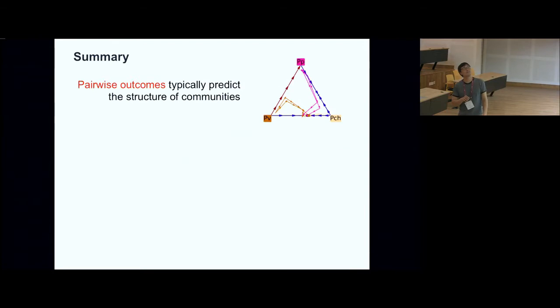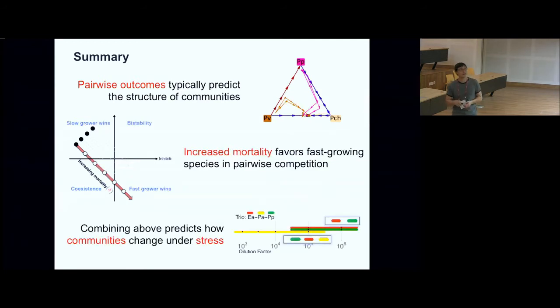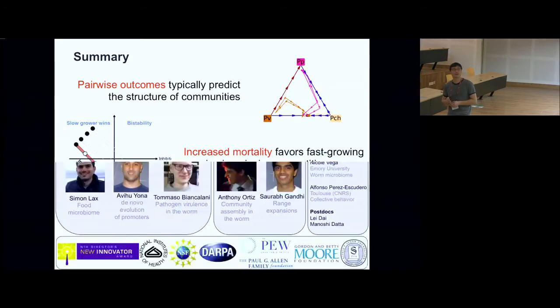So we're excited about these pairwise rules because they're interesting objects, and they actually do a pretty good job of predicting what happens in trios, although this is a trio where it fails. Okay? We also have some sense of how the pairwise outcomes shift as the environment changes. And also, we can combine these two statements to predict how simple multi-species communities shift as the environment shifts. Okay? And with that, I'll thank the group again.